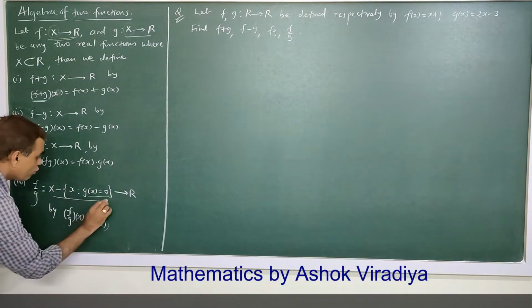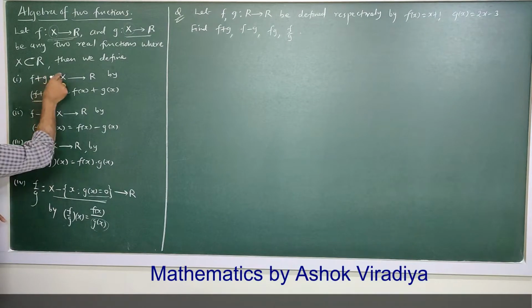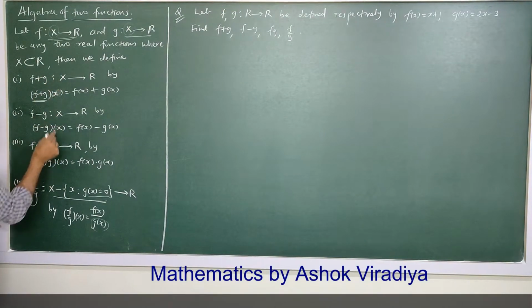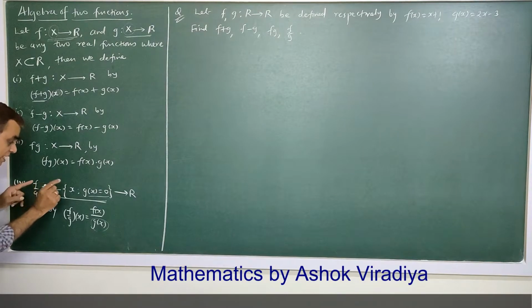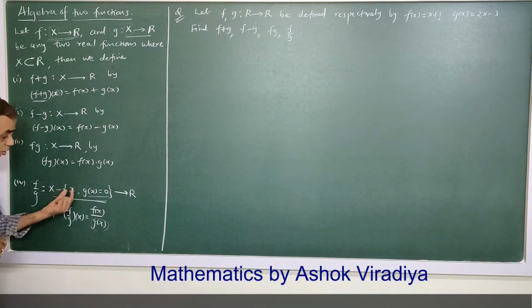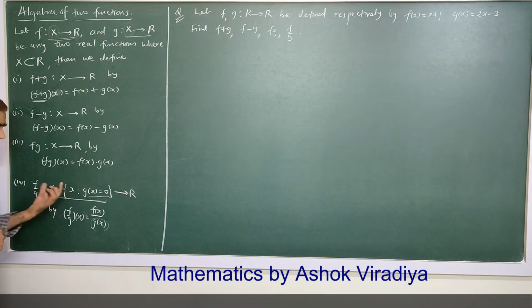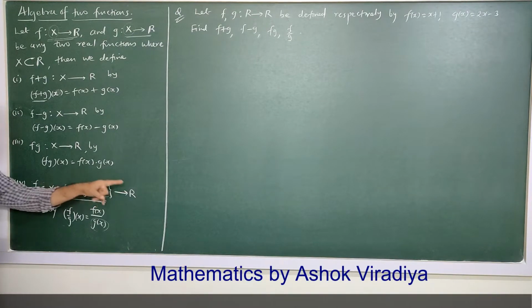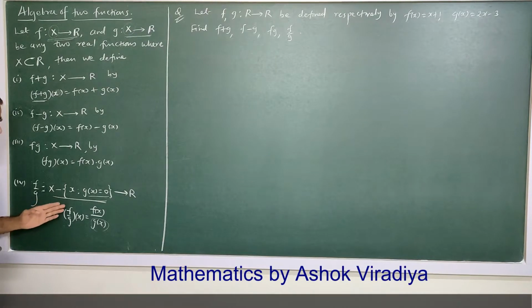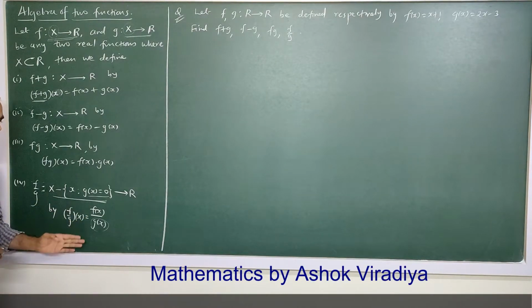That's why here the domain is not the whole X which we took in the other three functions; from X we are excluding the problematic points. So the problem is removed. The codomain is R, and it is defined by (f upon g) of x equals f(x) upon g(x).